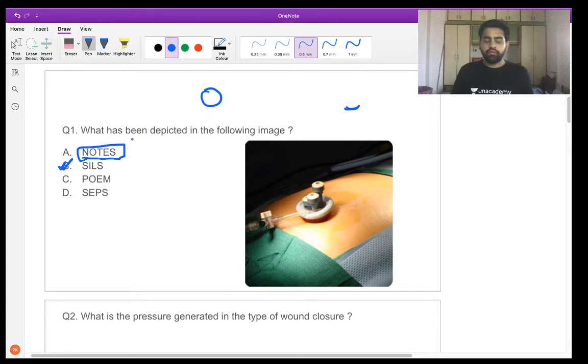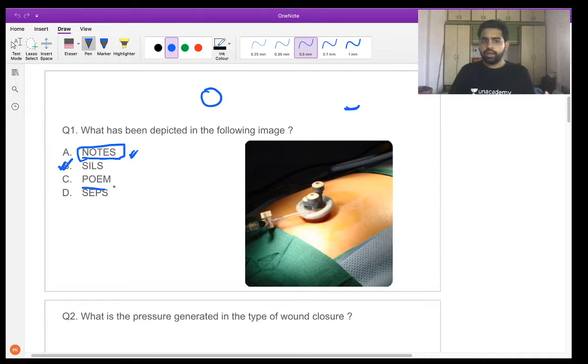Why do you use it? One of the main reasons you use it is to deliver the organs. Let's say you have operated on a cholecystectomy, or maybe a hysterectomy, and then you want to deliver the organ. These natural orifices are used to deliver the organ, and this is the main importance of NOTES. Please understand this. This is natural orifice endoscopic surgery, that is NOTES.